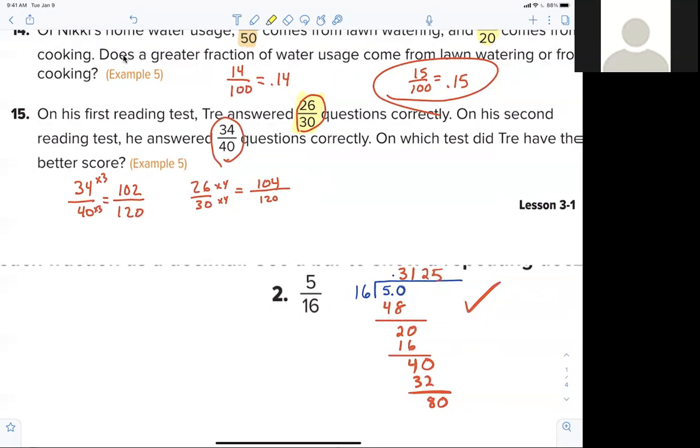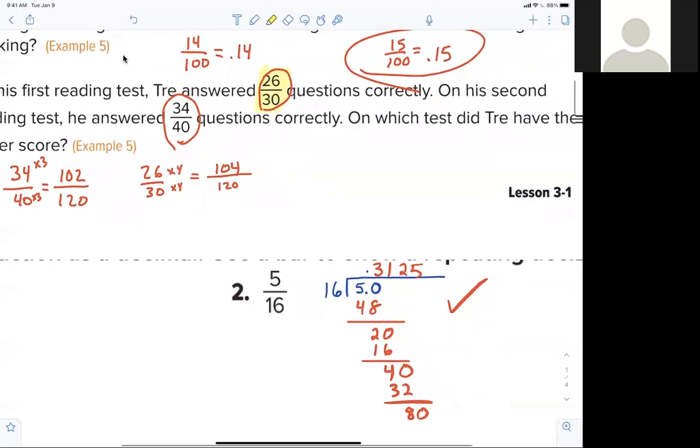I got the same answer, although I just did it quickly. I did 30 minus 26, and you got 4 questions wrong, and 40 minus 34, and you got 6 questions wrong. But guess what? That doesn't always work. It did work in this case, but it doesn't always. So that's a good thought. But let's do what Austin says.